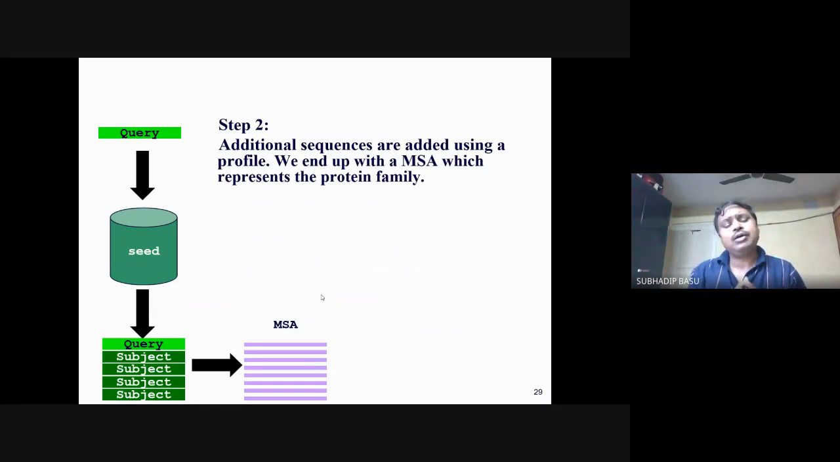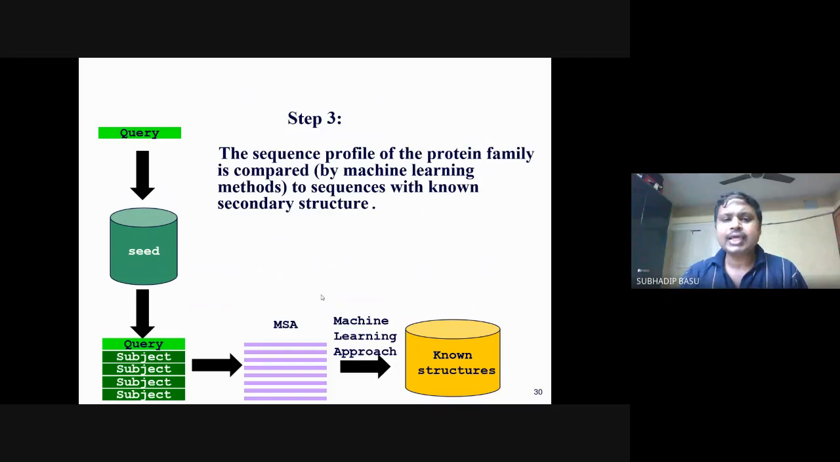Like you can have a second set of queries based on the proteins that you get from the first iteration, and finally you can get a whole lot of proteins representing a family of proteins using multiple sequence alignment. And then the sequence profile of this protein family can be compared, and you can use this approach or use these known sequence information to predict the unknown structure using a machine learning approach.